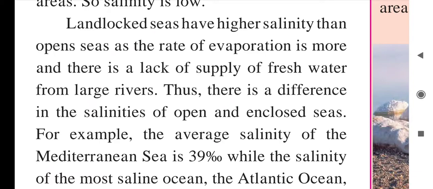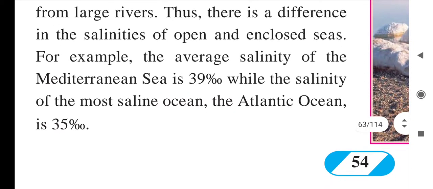So here what they are saying: thus there is a difference in the salinity of open and enclosed seas. For example, the average salinity of the Mediterranean Sea is 39 parts per thousand, while the salinity of the most saline ocean, the Atlantic Ocean, is 35 parts per thousand. So like this we have to read here.